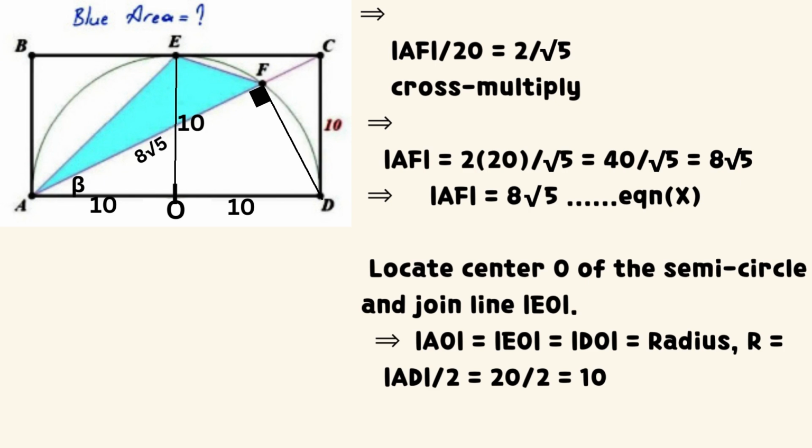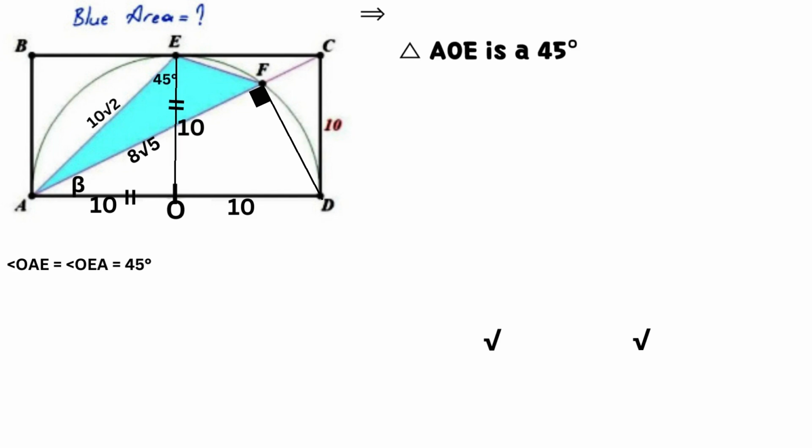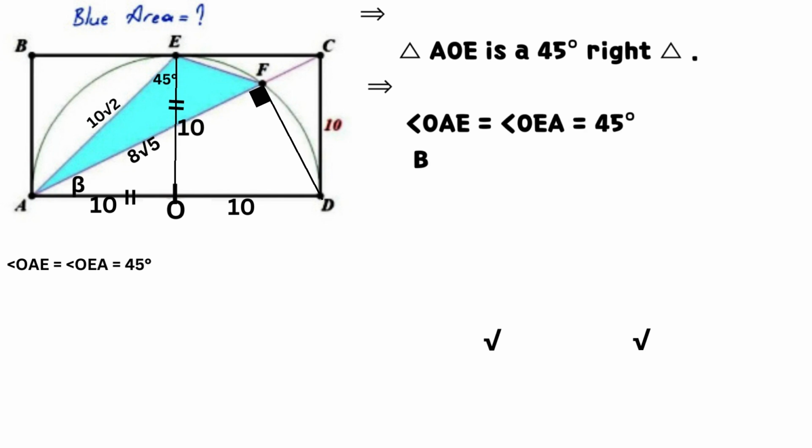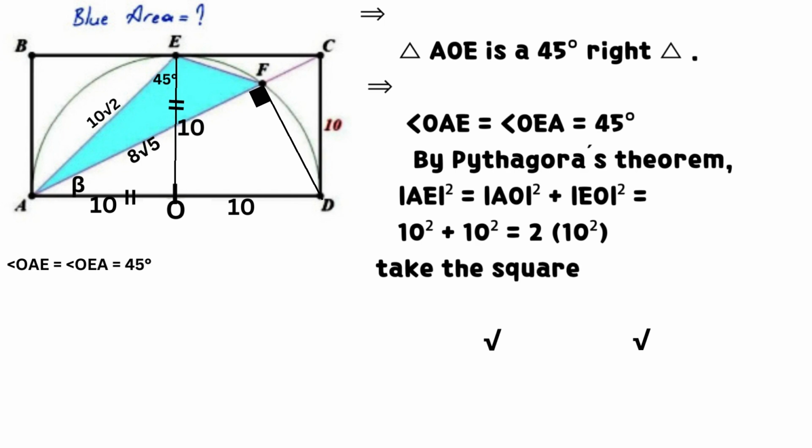Locate center O of the semicircle and join line EO. It follows that these lines, each equal to the radius of the semicircle, which equals half of line AD, that is equal to 10. It signifies that triangle AOE is a 45 degrees right triangle. Hence, angle OAE equals angle OEA, which equals 45 degrees.